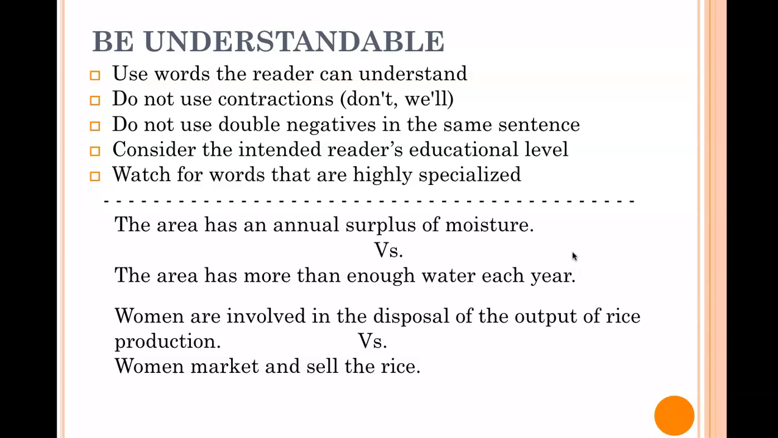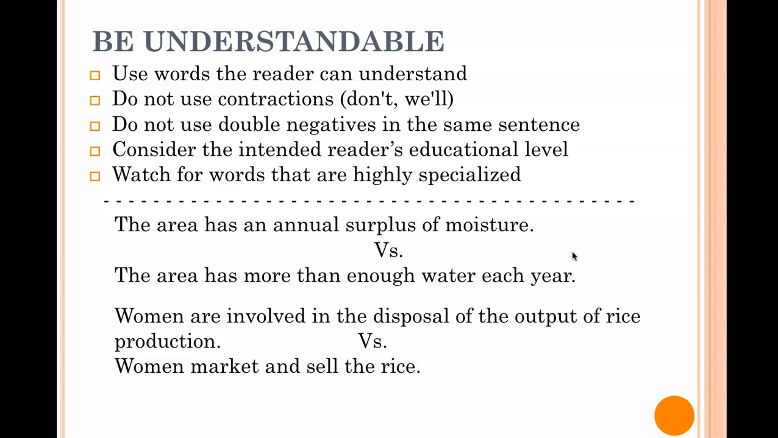Do not use contractions like "don't"; try to use full forms like "do not" and "we will." Do not use a double negative in the same sentence. Consider the intended reader's educational level. If you are writing for graduate level students, then try to keep your writing simple. If you are writing for a special group of readers, then you can be more specific. Watch for words that are slightly specialized.